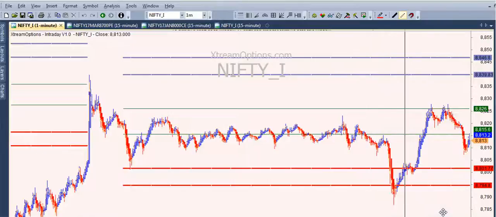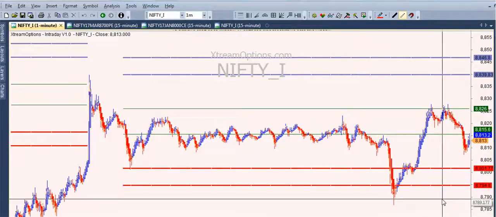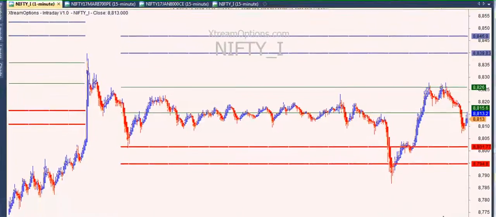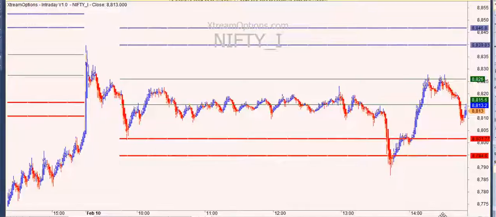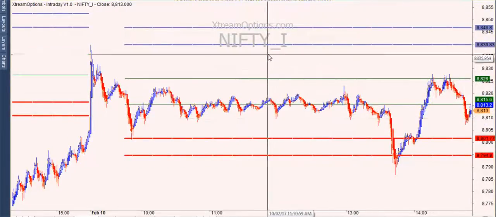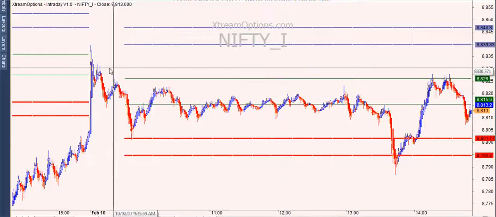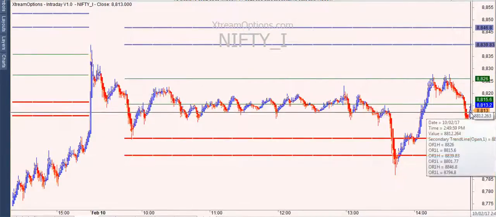Now let's have a look at how this particular tool works. It works on the lowest time frame, that is 1 minute. Let me adjust the chart. This is the 1 minute chart of Nifty. The day starts here and the day ends here.